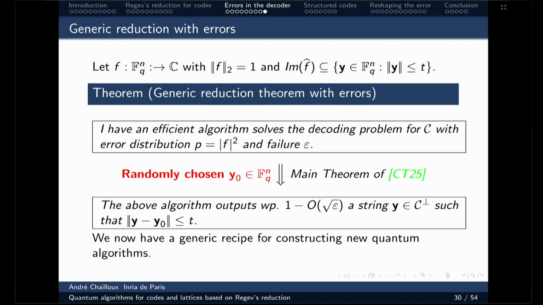Just if you find a good classical algorithm. Okay, you could find a good quantum algorithm, of course, for the first part, but if you find a good classical algorithm for the decoding problem, and you believe the resulting problem is hard, then you have a general recipe and it works. So that's very nice.